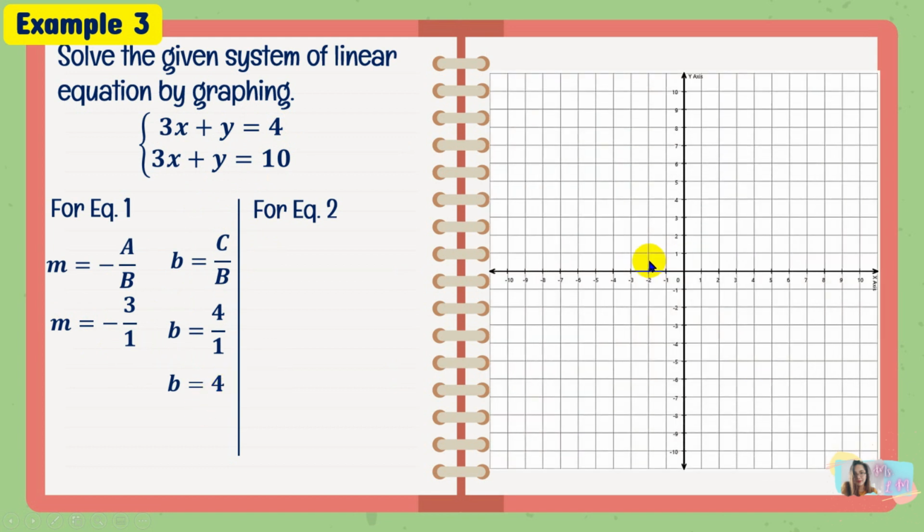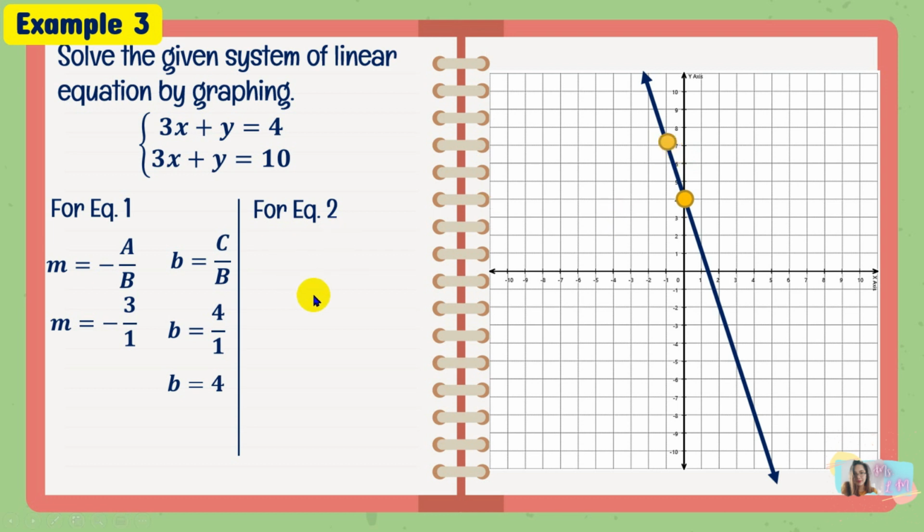Positive 4 ng ating y-axis. So nandito po siya. Then 3 units upward. 1, 2, 3. Then 1 unit to the left kasi po negative yung slope natin. So doon tayo magpaplat ng ating second point. Then draw the straight line passing through these 2 points.